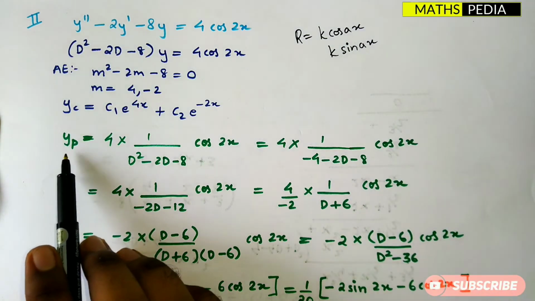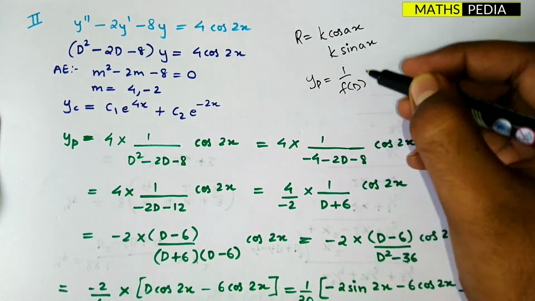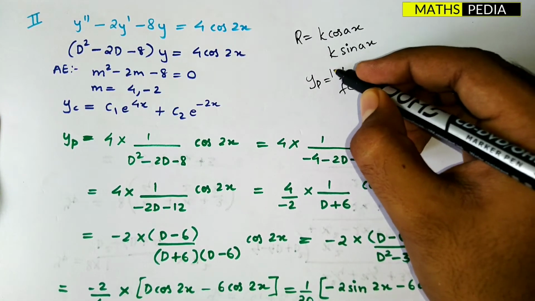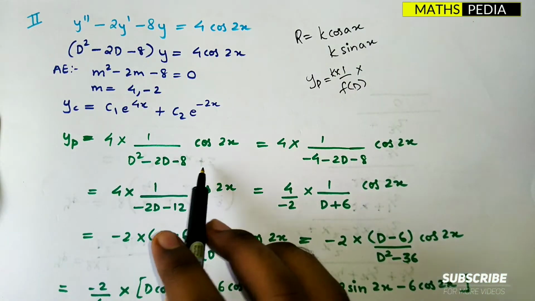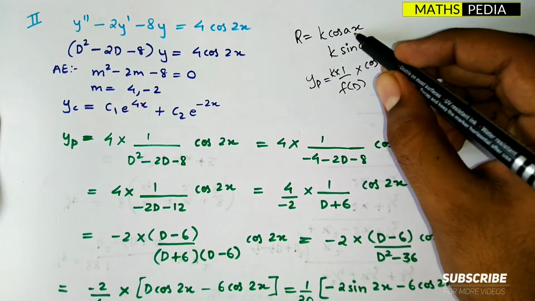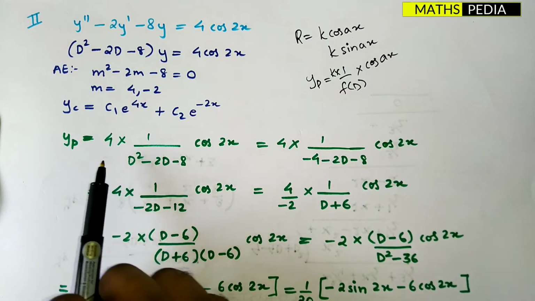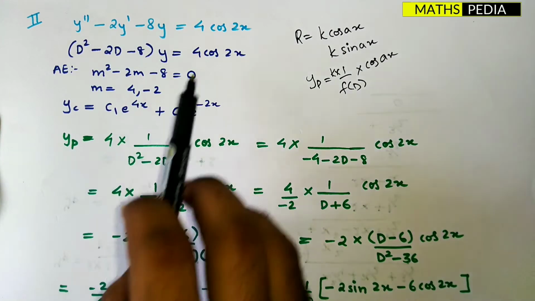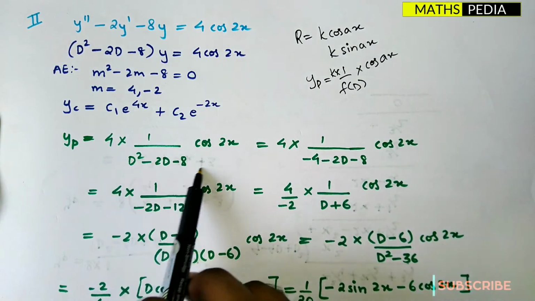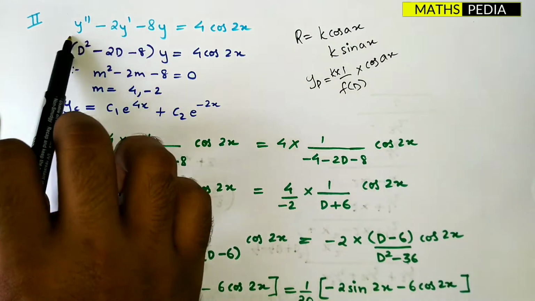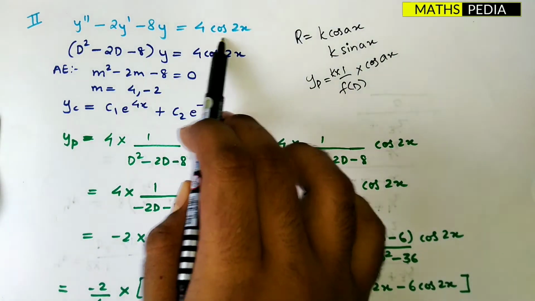Now we have to go for the yp. Always remember, for yp it is 1 by f of D into whatever function is there. K you have to take outside, so k into 1 by f of D. F of D means function of D. Whatever function is there, cos ax, then cos ax; sin ax, then sin ax. Here you can see, RHS is 4 into k into 1 by function of D, this whole part, into cos 2x. That's it.